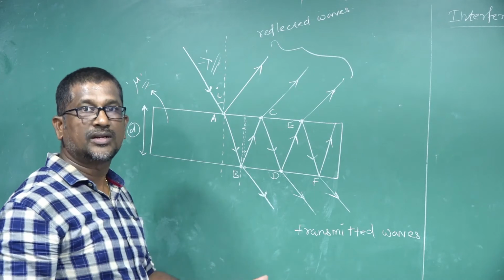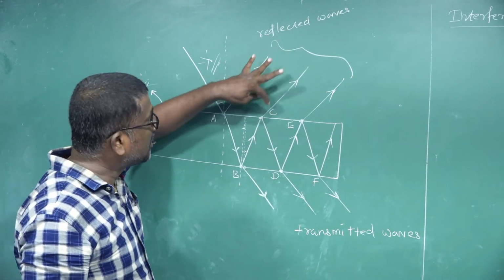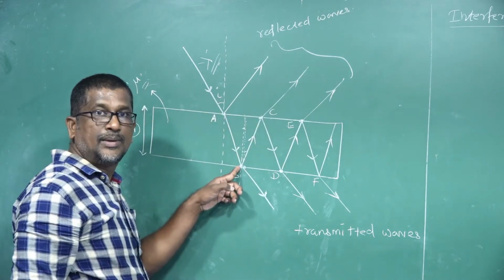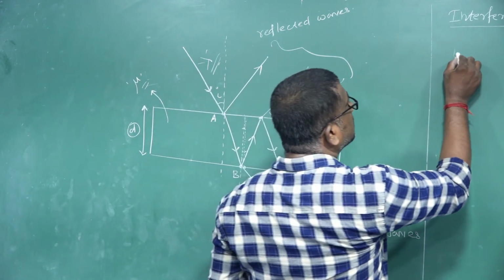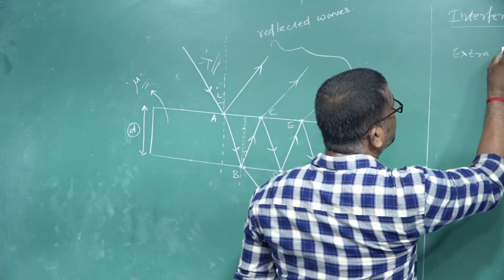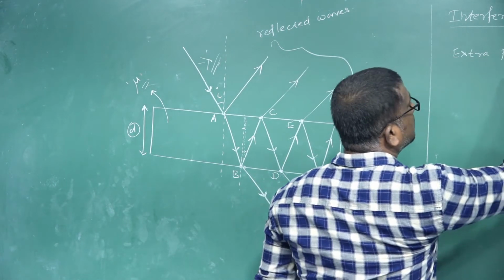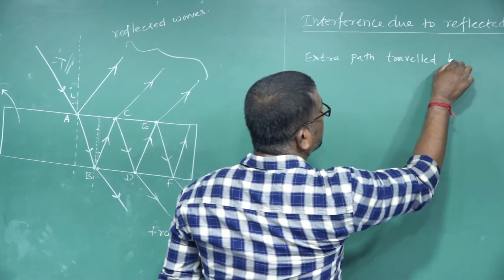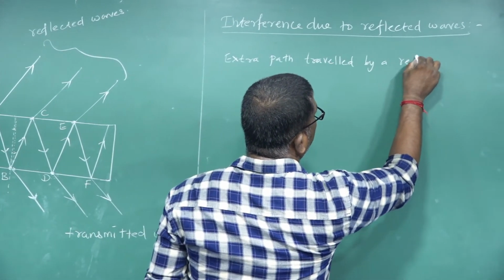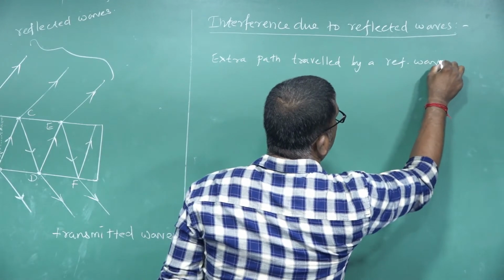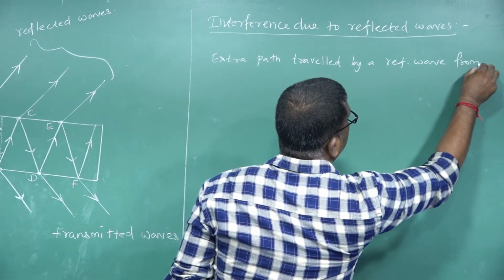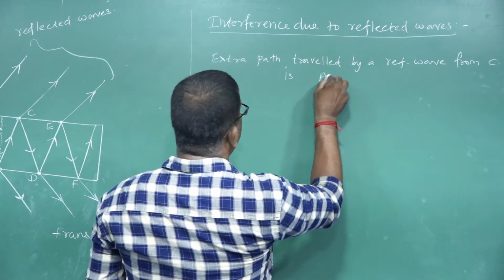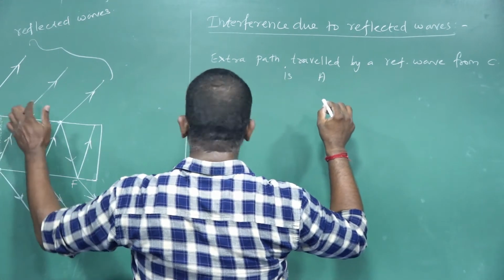So what is the extra path traveled by the reflected wave from the point C? The extra path traveled by the reflected wave from the point C is AB plus BC.